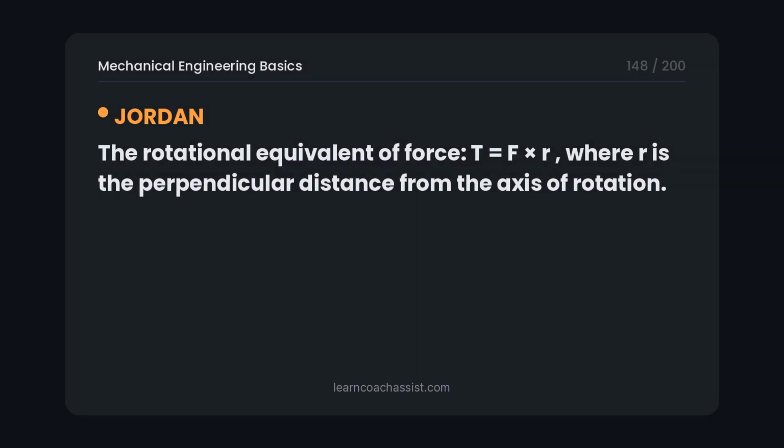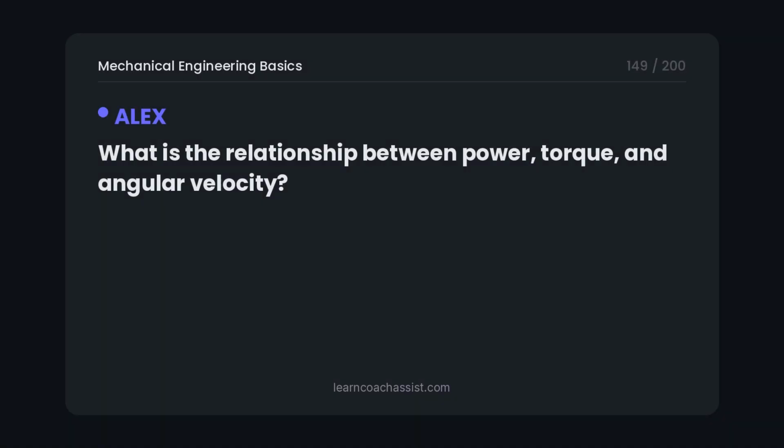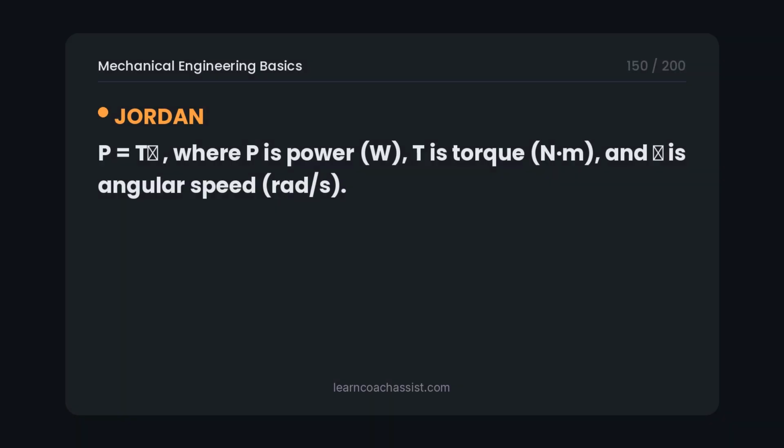Define torque. The rotational equivalent of force, T = F times R, where R is the perpendicular distance from the axis of rotation. What is the relationship between power, torque, and angular velocity? P = T omega, where P is power, W, T is torque, Nm, and omega is angular speed, rad/s.